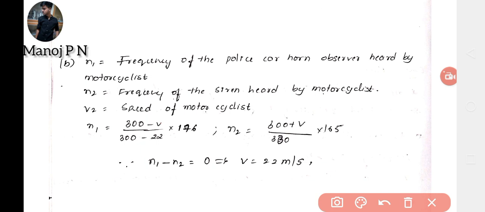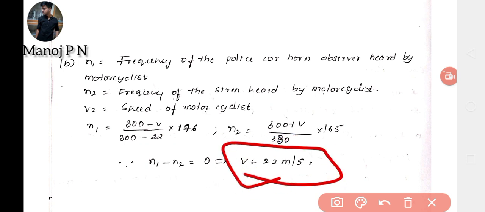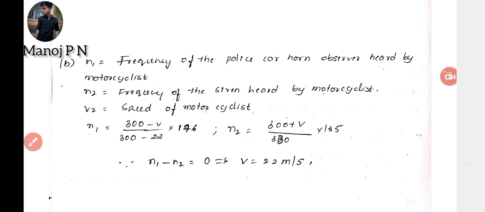If it is in front of that, it will be added as plus over here. And N2 is equal to (330 minus V) divided by 330, multiplied by the siren frequency, which is 165 hertz. Just by subtracting N1 minus N2, we get 0, and therefore the velocities remain the same. Velocity is 22 meters per second, and that's how we can solve this question.